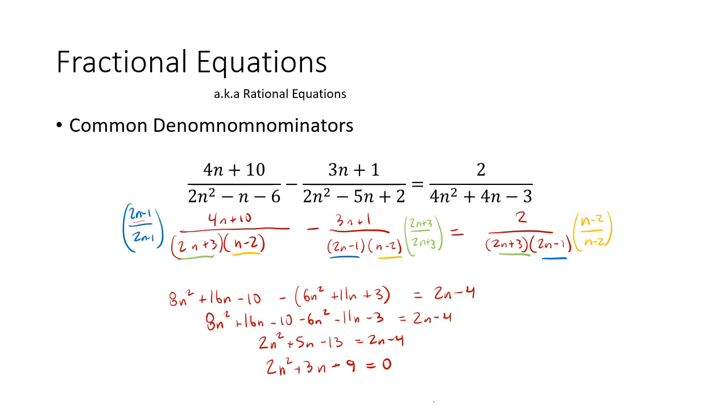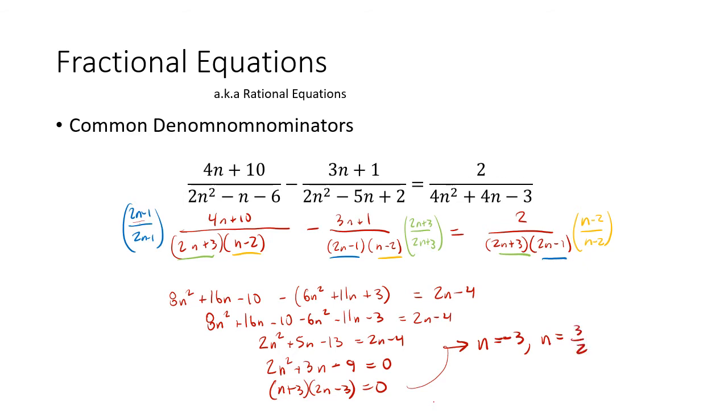Okay, so this is going to factor to n plus 3 times 2n minus 3, I believe. Yeah, that factors that way. Okay, again, if you need help factoring that, go watch the factoring video. Okay, so n is equal to negative 3, or n is equal to positive 3/2.